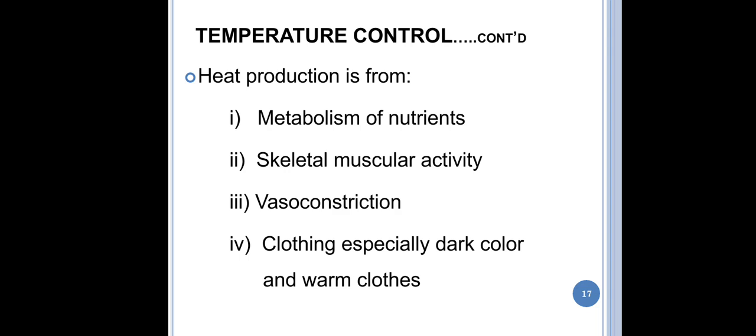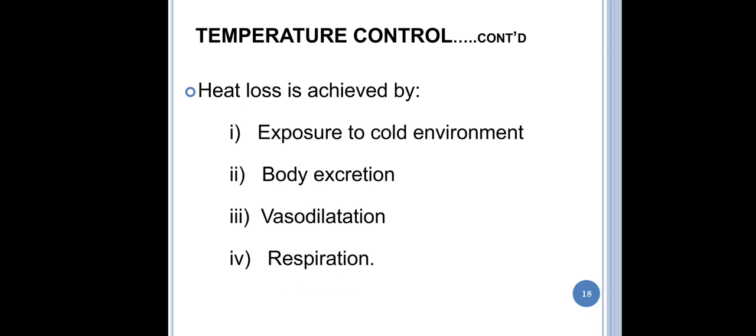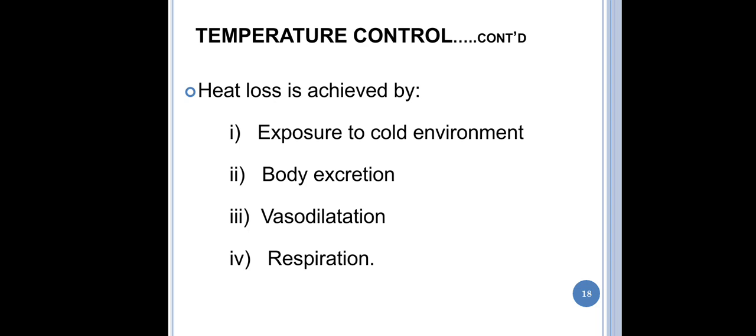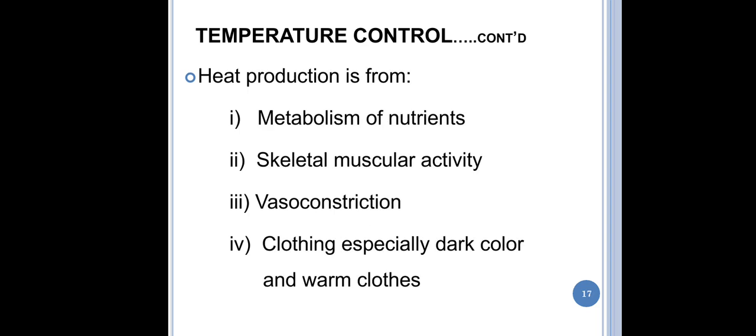vasoconstriction, clothing, especially dark color and warm clothes. This is how heat is produced. And heat loss is achieved by exposure to cold environments. You also find body excretion, vasodilatation, which is enlargement of the blood vessels, and respiration. So these two are very important that you know them: heat loss and heat production. Because even how you are going to help the patient is through this mechanism.